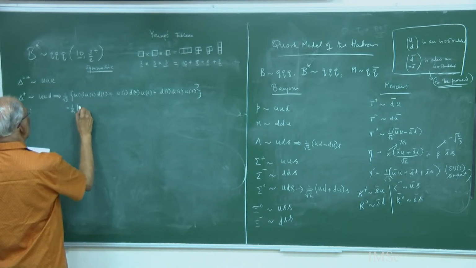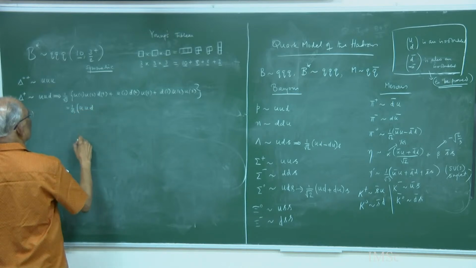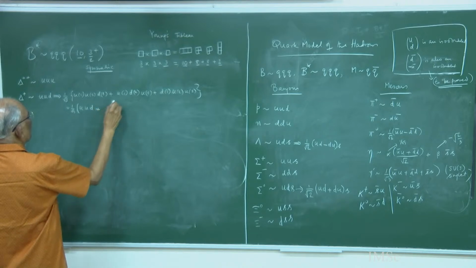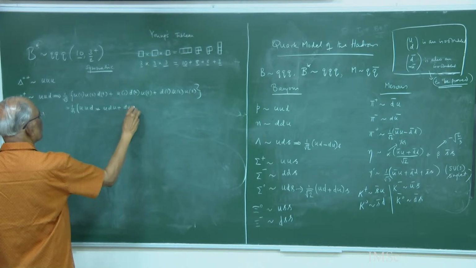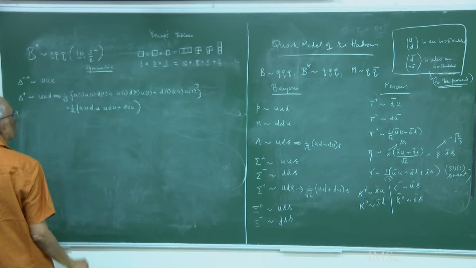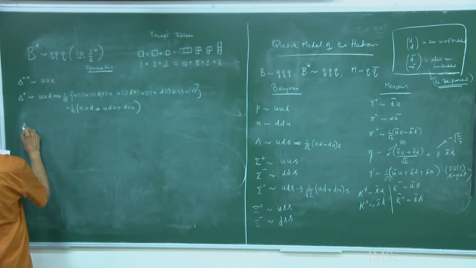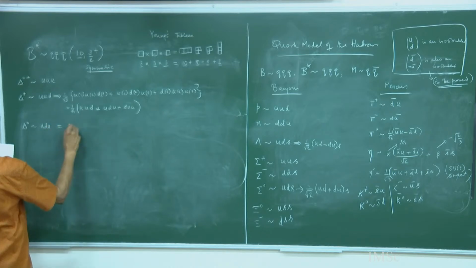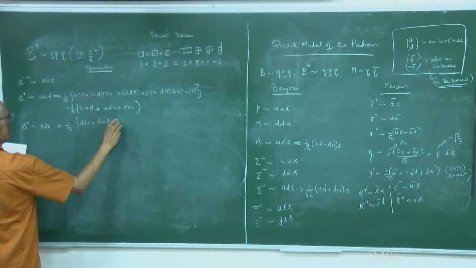Simply, my notation is this represents the first particle, this represents the second particle, this represents the third particle. Here it is U, D, U, and that is D. It is somewhat simpler to write. So that is delta plus. Delta 0 is d du. There again I will use this notation, 1 over root 3 (ddu plus dud plus udd).